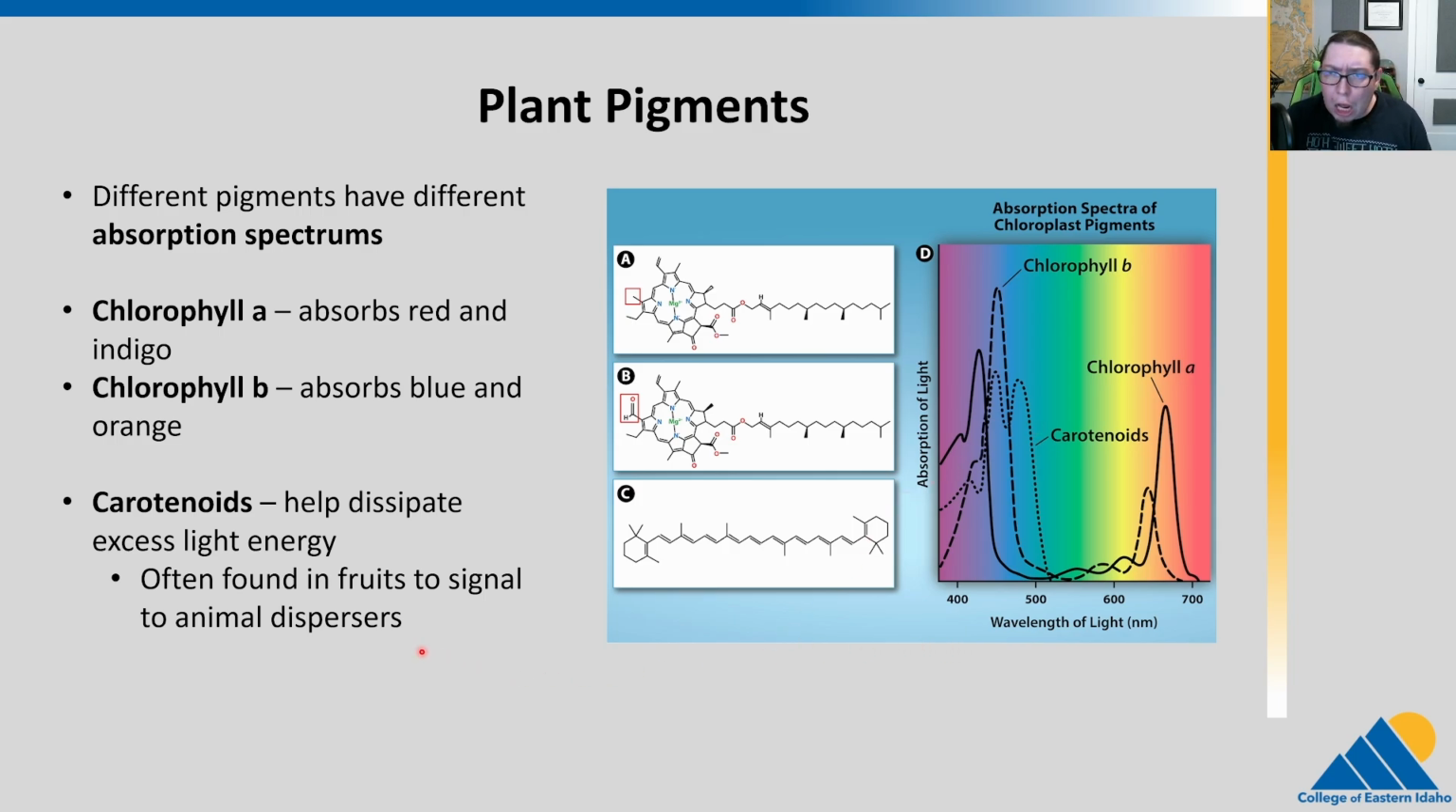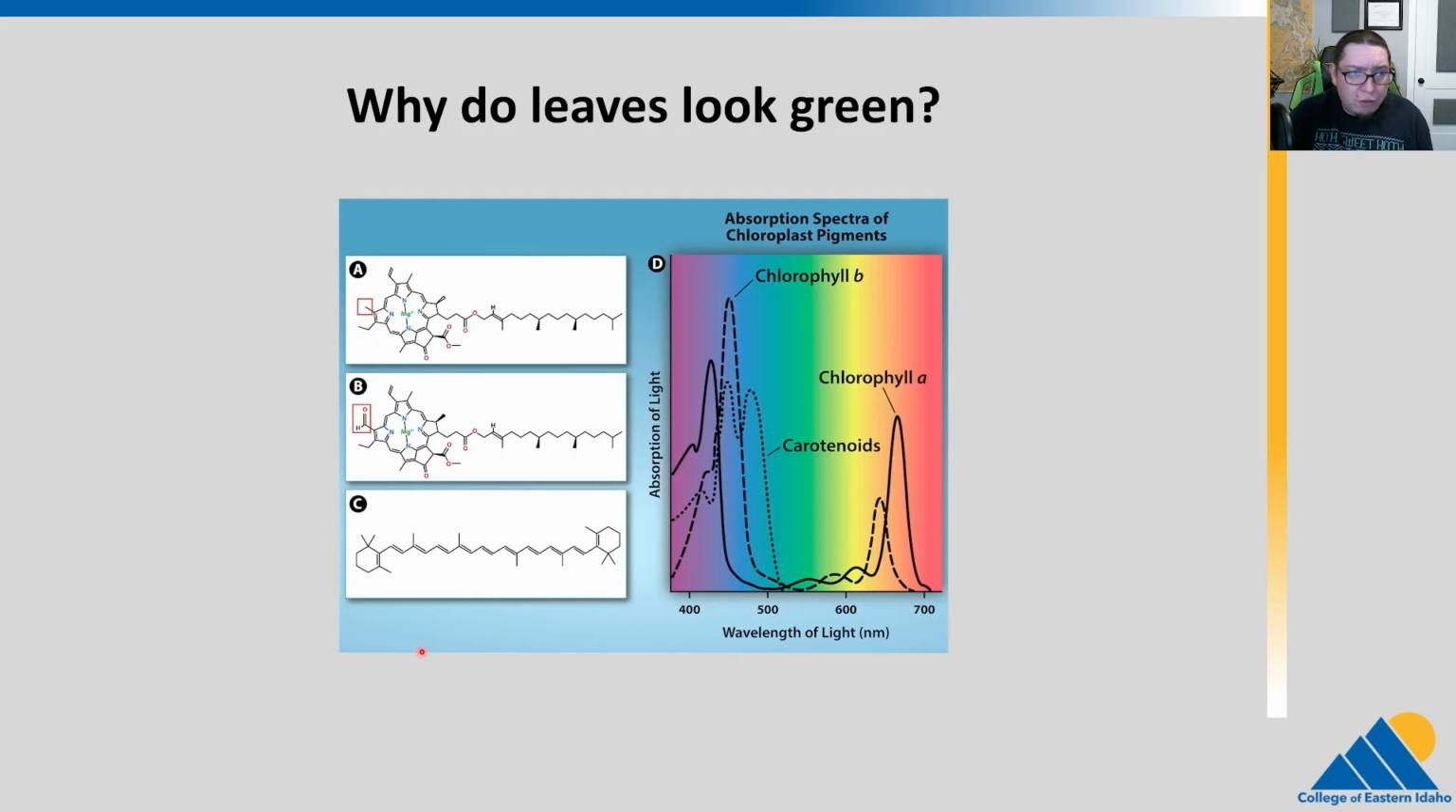Okay, so why do leaves look green? Well, that's because none of them are absorbing these wavelengths. They're bouncing off and coming to our eyes. That's how we see things, with light bouncing off.